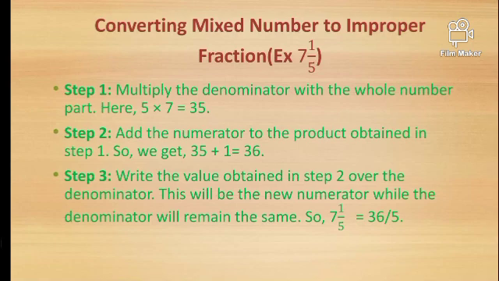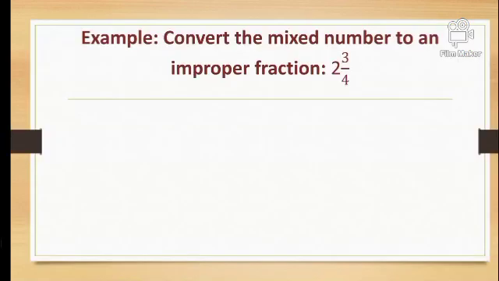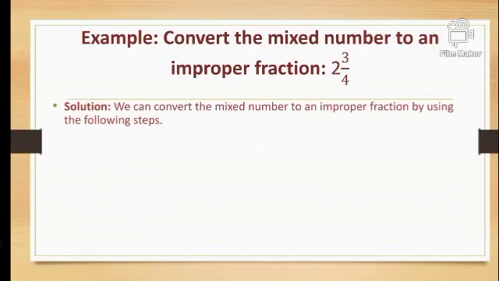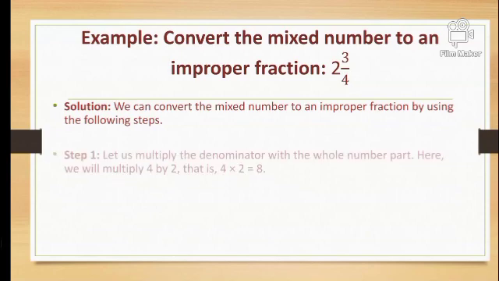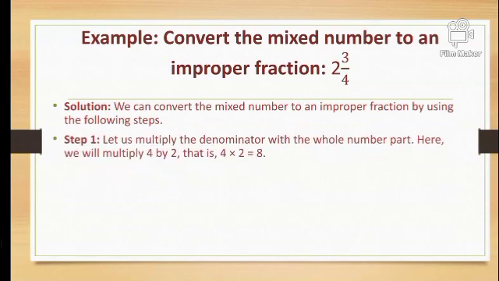Next step, write down the value obtained over the denominator, meaning 36 over 5. What we just did, we just converted a mixed fraction to an improper fraction. Let's look at another example. What do we do first? 4 times 2, which is what? 8. Denominator multiplying the whole number.